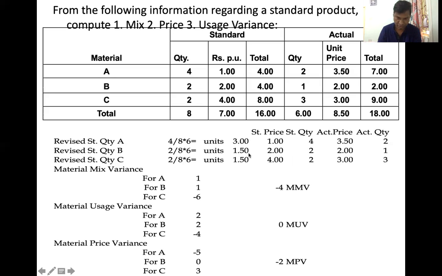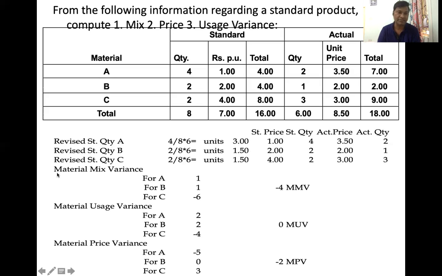So 3 units, sorry, 3 units, 1.5, 1.5. These are units. If I have said rupees, please correct it. These are units: 3 units, 1.5 units, 1.5 units. That's revised standard quantity. Why is it units? It is clearly said quantity. Revised standard quantity of A, of B, and of C are 3, 1.5, 1.5 units respectively.